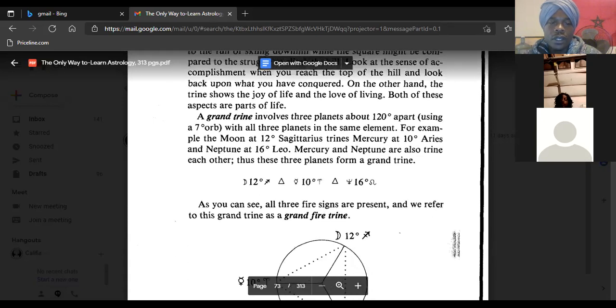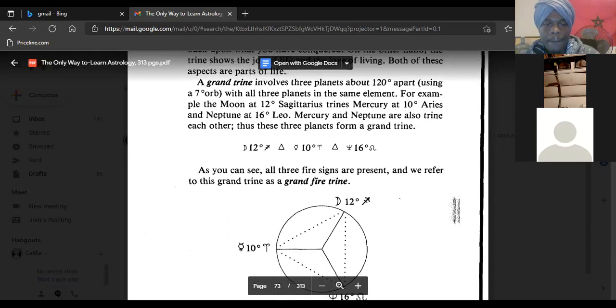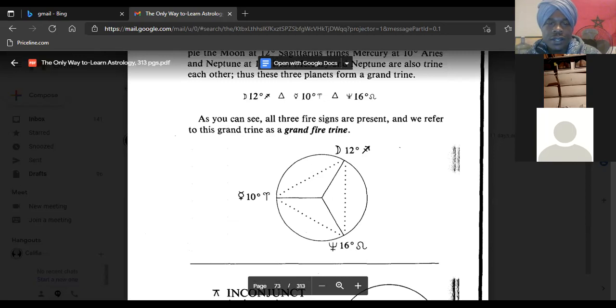The grand trine involves 3 planets about 120 degrees apart, using a 7-degree orb, with all three planets in the same element. For example, the Moon at 12 degrees Sagittarius trines Mercury at 10 degrees Aries and Neptune at 16 degrees Leo. Mercury and Neptune are also trine each other. Thus, these three planets form a grand trine. As you can see, all three fire signs are present, and we refer to this grand trine as a grand fire trine.